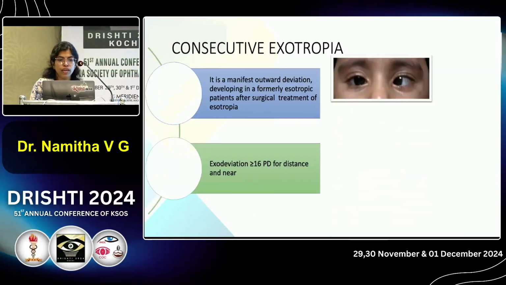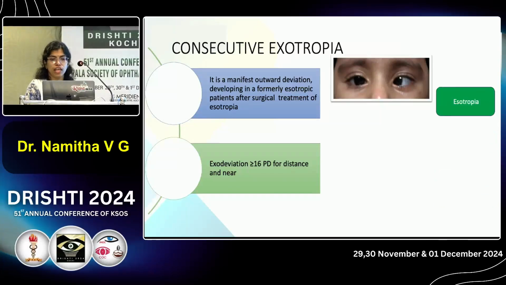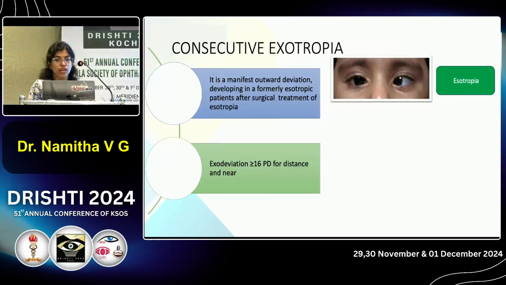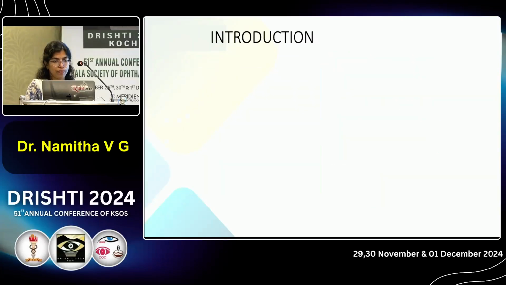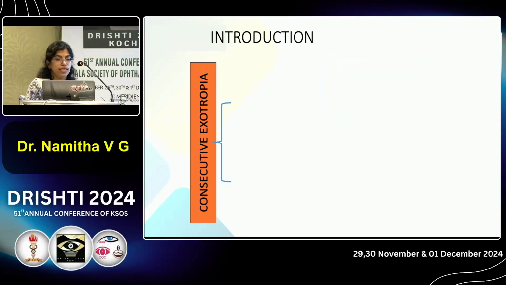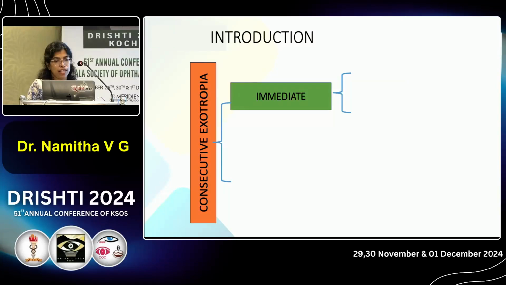Consecutive exotropia is a manifest outward deviation developing in a formerly esotropic patient after surgical treatment for esotropia. By convention, exodeviation of more than or equal to 16 prism diopters for distance and near is considered significant enough to intervene in case of consecutive exotropia. Based on the onset, it's divided into immediate and delayed.